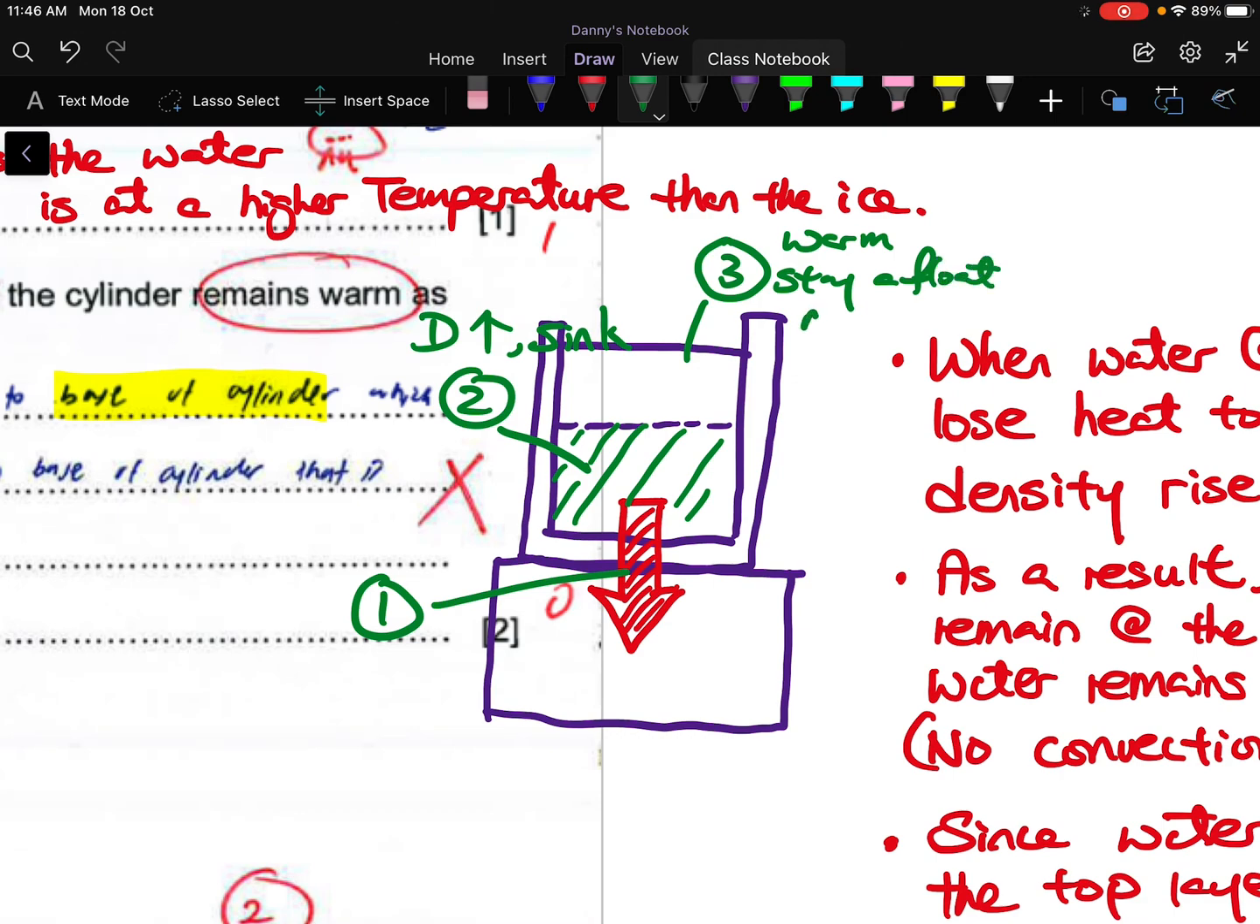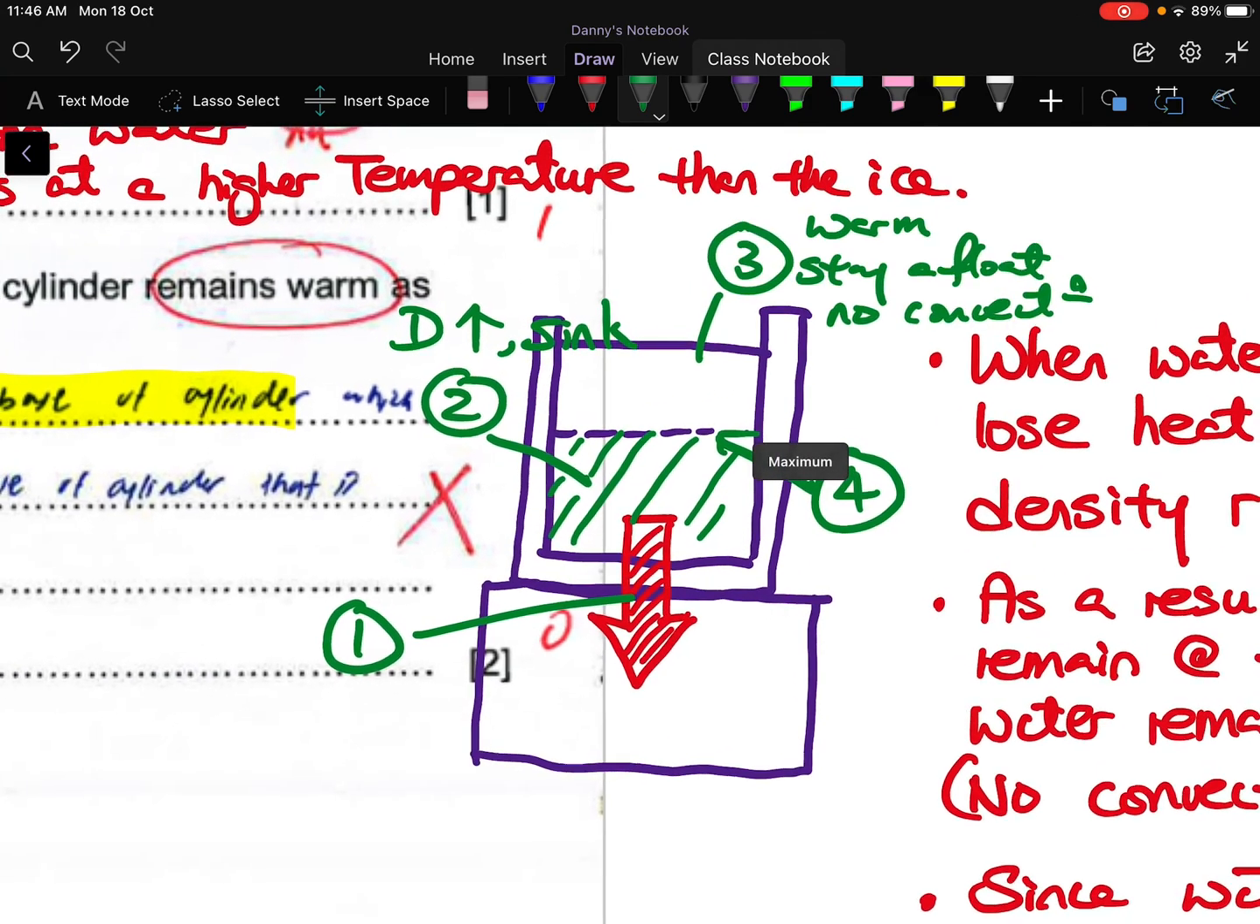So it means that I do not have a convection current set up. And then maybe in the fourth step, I say that, although there's no convection current, can conduction happen? Yes, conduction can happen, but it will happen very slowly in water because water is a liquid. Conduction will happen very slowly as conduction requires the collision of neighboring particles.